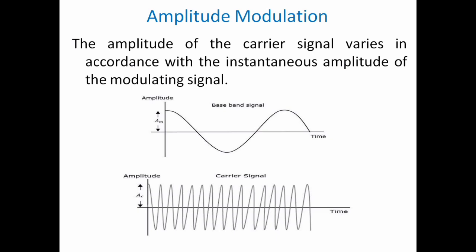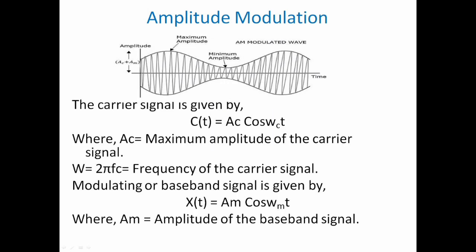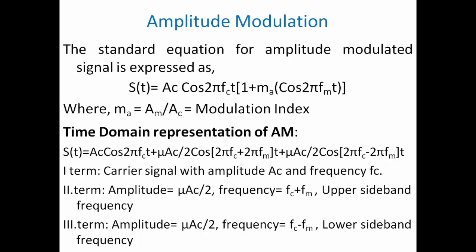The carrier signal is c of t equal to Ac cos omega c t, where Ac is the maximum amplitude of the carrier signal. Omega is 2 pi fc, where fc is the frequency of the carrier signal. We add these two equations, and the final equation is s of t equal to Ac cos 2 pi fc t into 1 plus ma cos 2 pi fm t.